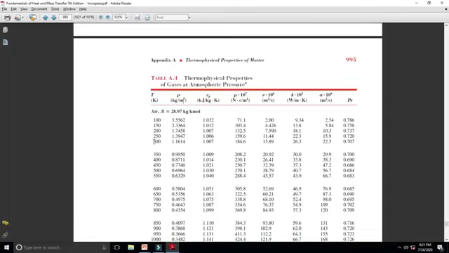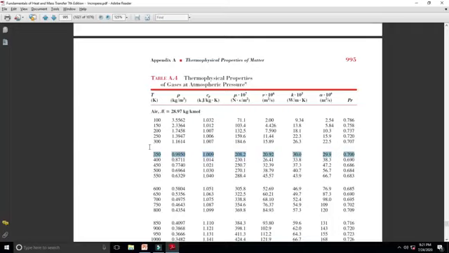So we are given the properties at 300 Kelvin and we are given the properties at 350 Kelvin. So we need to perform interpolation. You should revise and you should know how to perform interpolation. But over here, since 325 lies exactly in between 300 and 350, the weightage would be the same. So it would be a simple average.